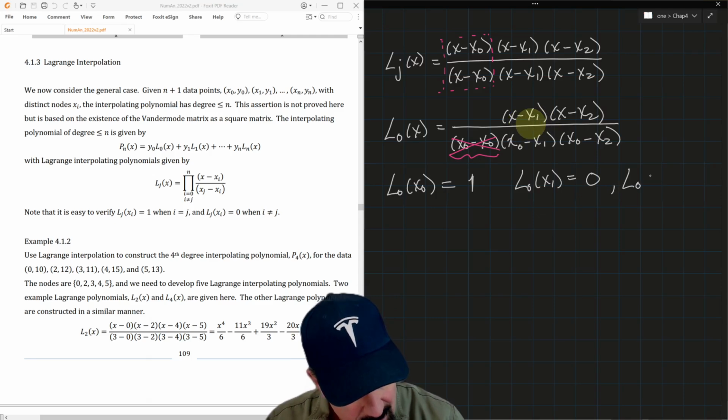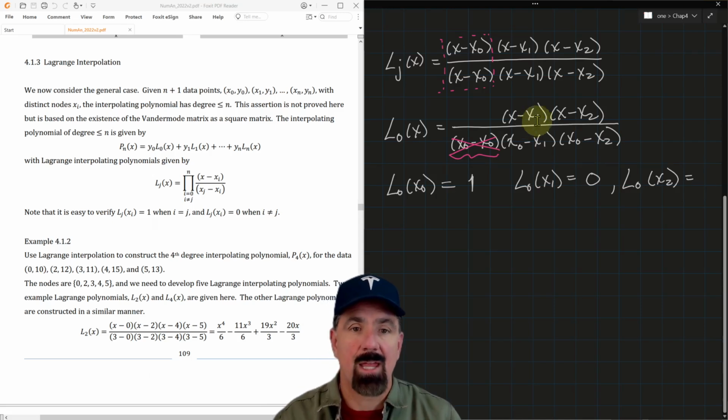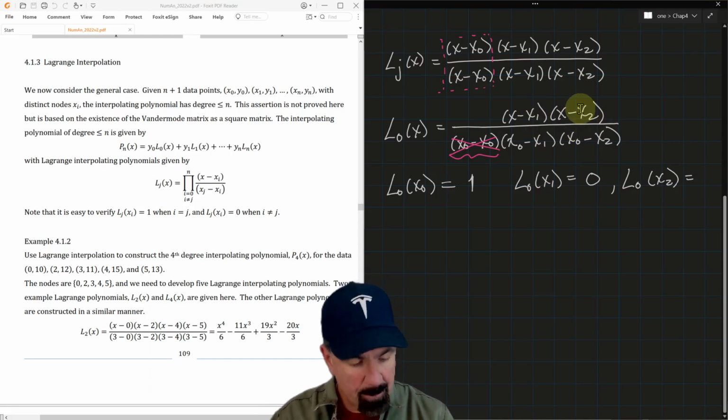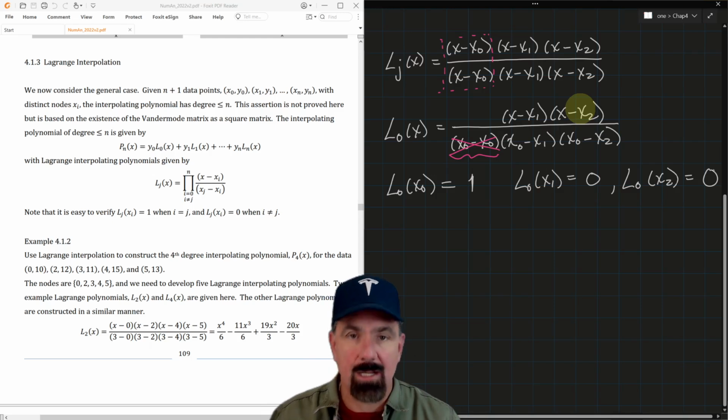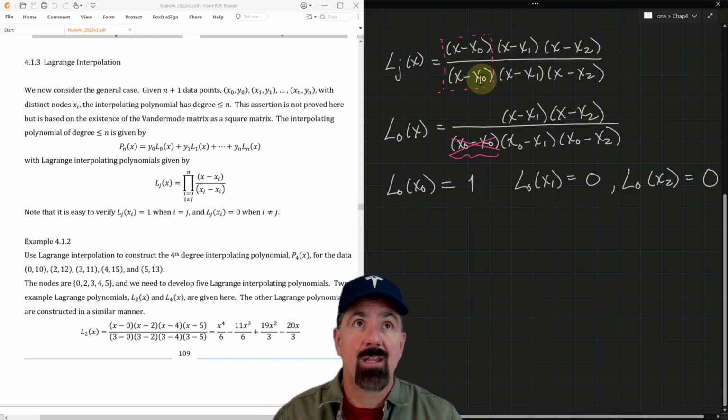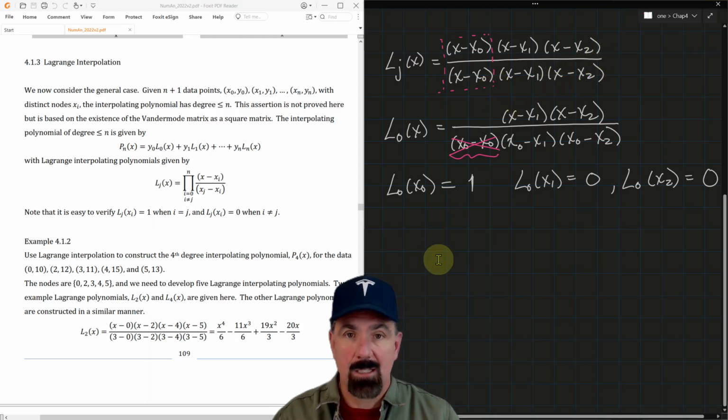Similarly, if I evaluate this Lagrange interpolating polynomial at x2, this term becomes 0. So you can see how I've just constructed a polynomial that does exactly what I want it to do. By removing this term here, I'm able to create a polynomial that evaluates to 1 at x naught and 0 at all the other nodes. And then using this generalized constructor here, I can easily create L1 and L2. I'll show you.